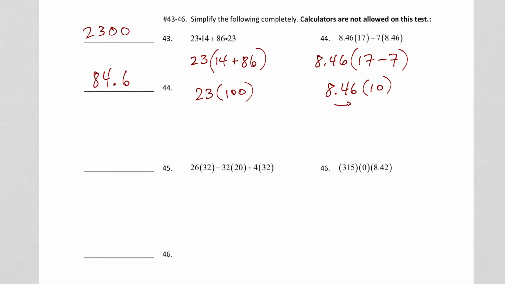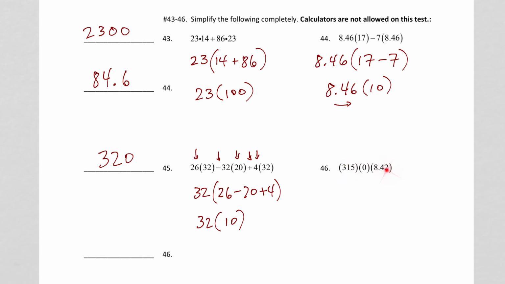Here we have 3 items, okay? They all have a 32 in them. So I can take out the 32, and I'm going to have this minus this plus this. So I have 26 minus, oh, I'm sorry, minus 20 plus 4. This is 32 times 26 minus 20 is 6. 6 plus 4 is 10. So this becomes a 320.